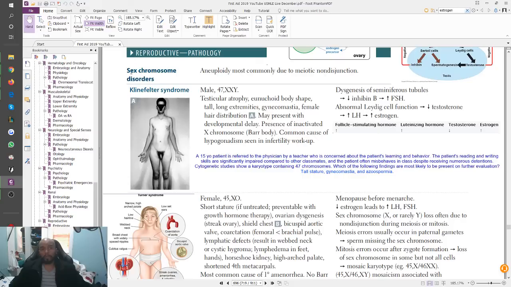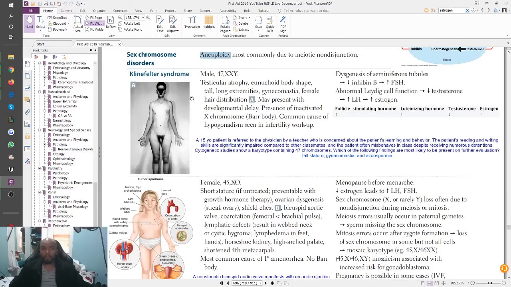So sex chromosome disorders are the first thing we talk about, right? Aneuploidy, most commonly due to meiotic non-disjunction, right? Something went wrong in meiosis in one of the parents' gametes. So the first thing you have is Klinefelter syndrome, okay? Male, 47XXY. You know it's going to be a male because there's a Y chromosome. So what are you going to see in these patients? Testicular atrophy, a eunuchoid body shape, right? They have this female body shape almost coming in, right? Because you could tell there's a bit of an hourglass shape going on right there because they are XX also.